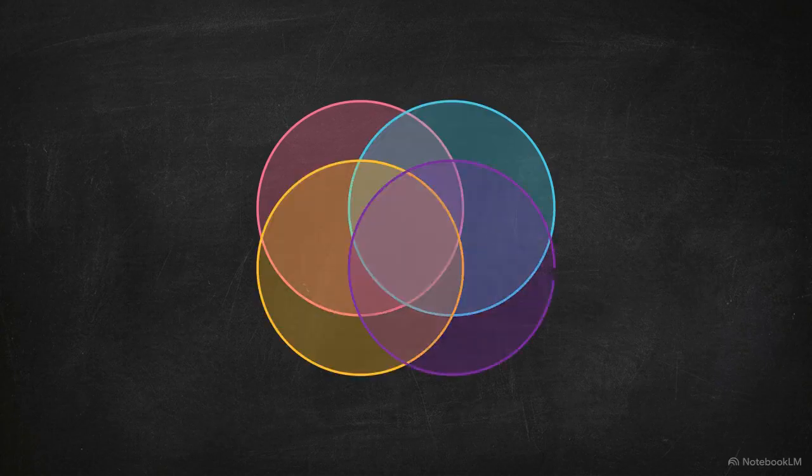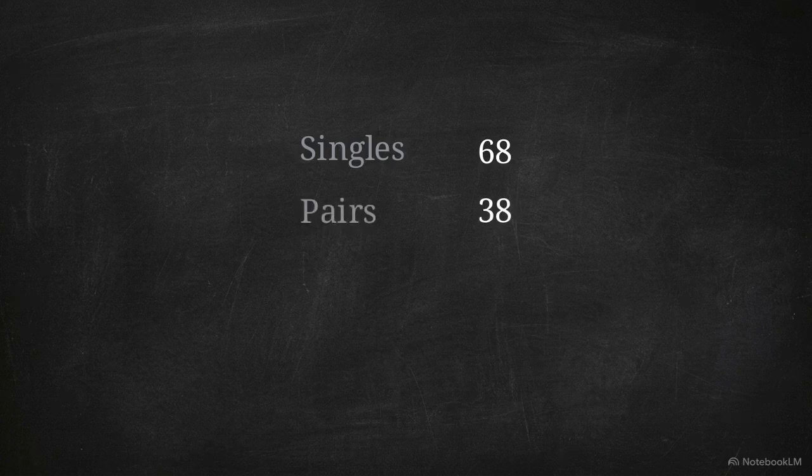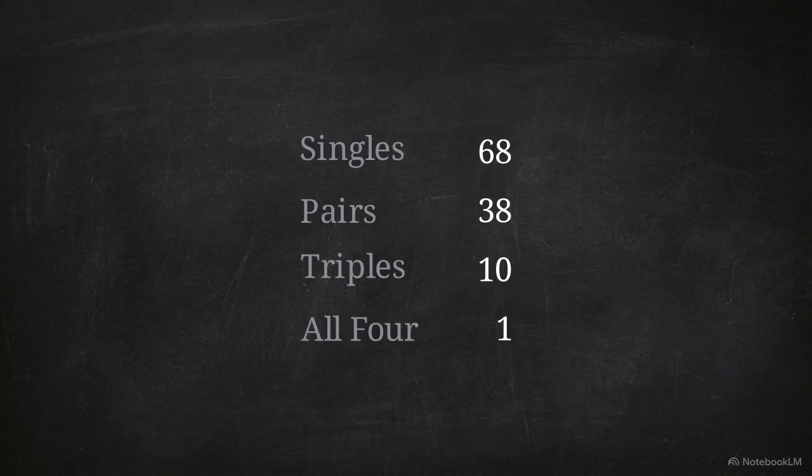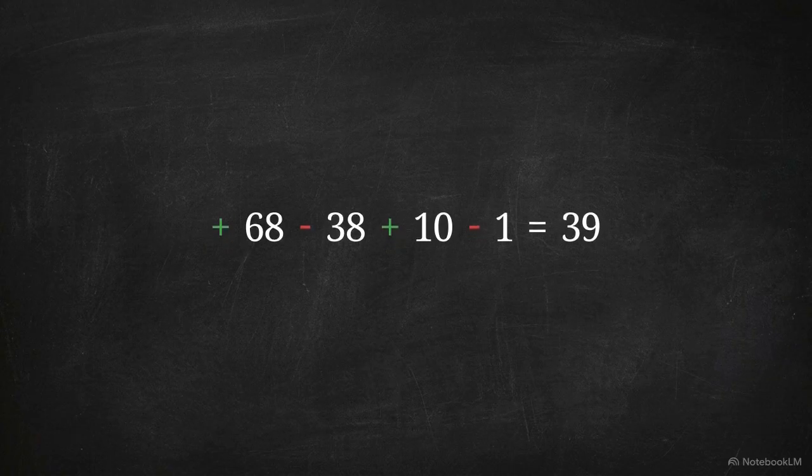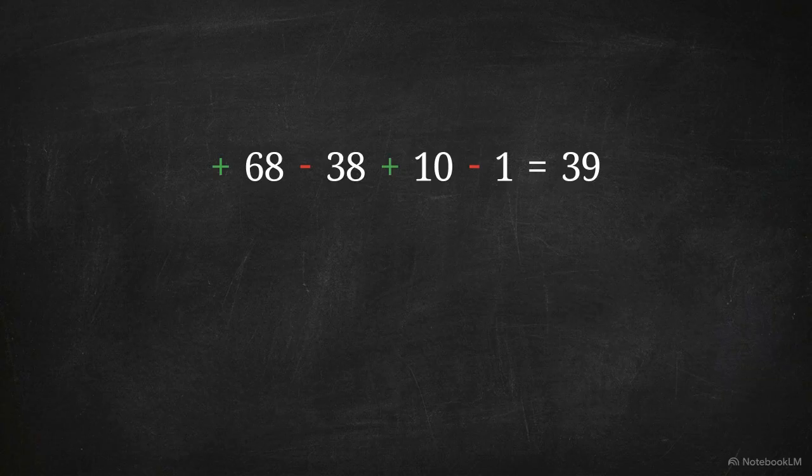A 4-circle diagram is a chaotic mess, so we rely on algebra. Singles sum to 68, pairs to 38, triples to 10, and one student likes all 4. We alternate signs, plus 68, minus 38, plus 10, minus 1. That equals 39.